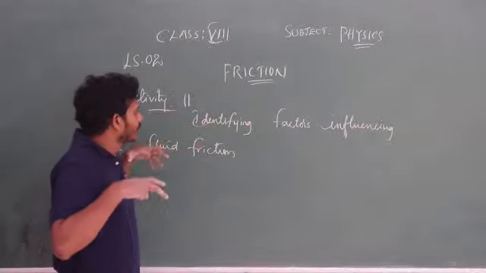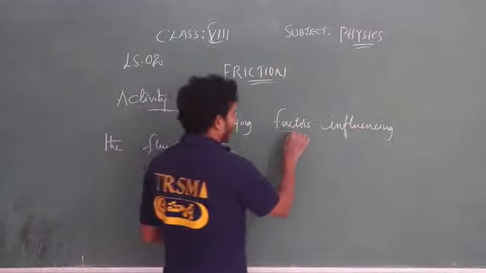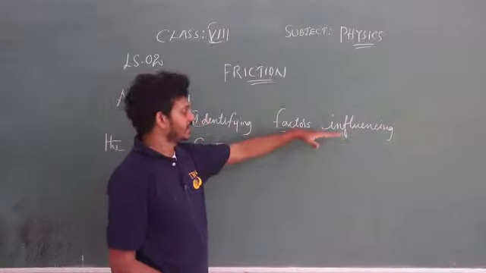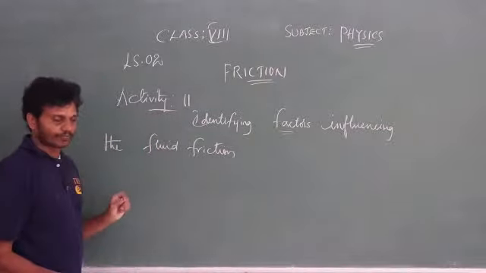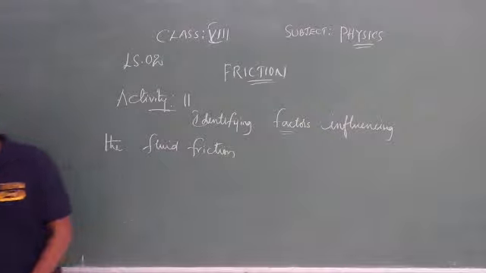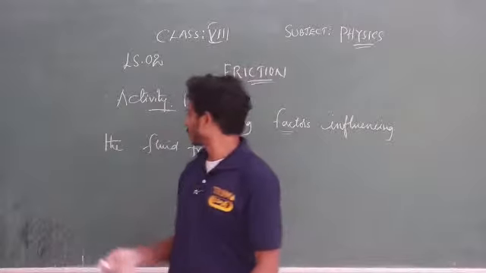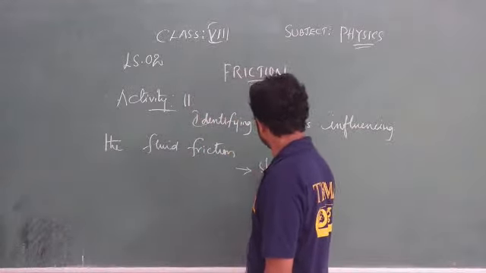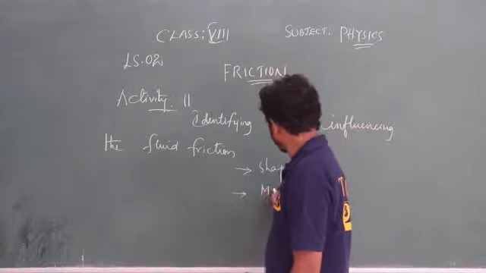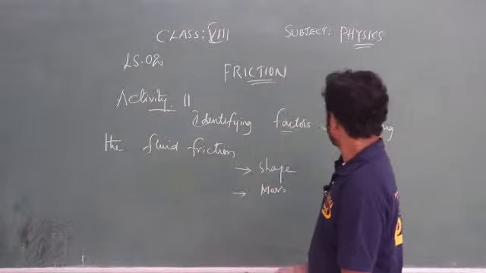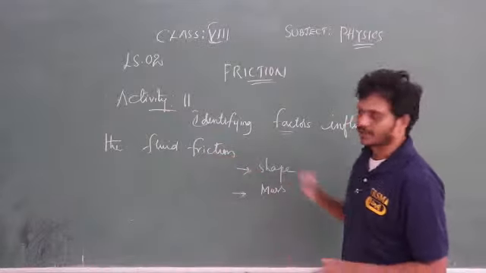Okay, so we should observe. Identifying means to know the factors. What are the factors that influence, that change, that affect the fluid friction? Okay, so this is the topic. Shape, mainly, is one of the factors. So first one we'll go for shape. This is very important. Second one is its mass. So these are some of the factors that influence the fluid friction.